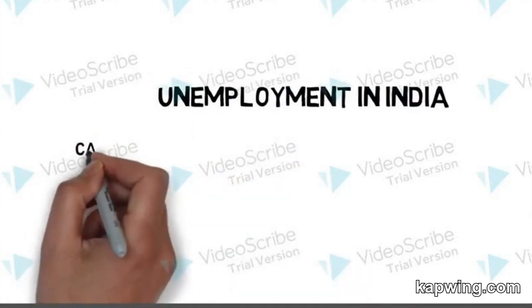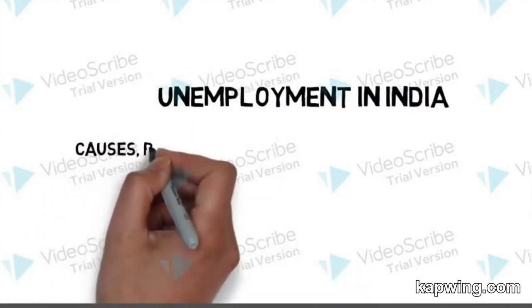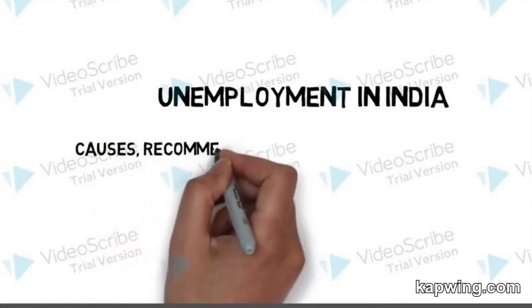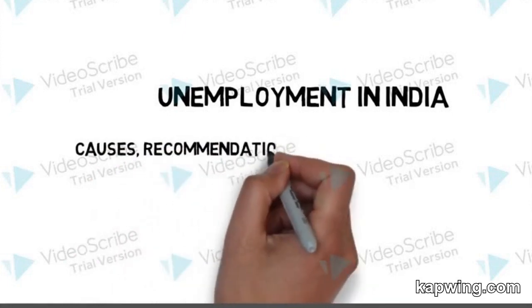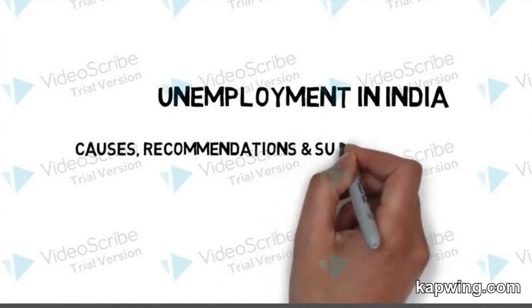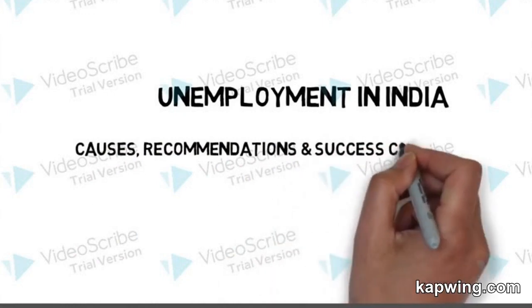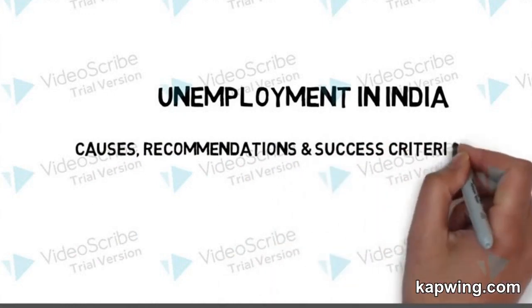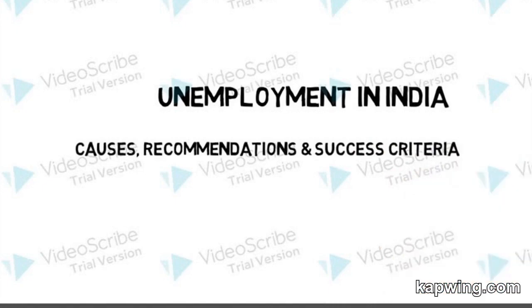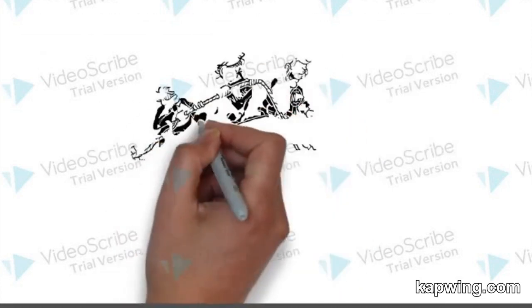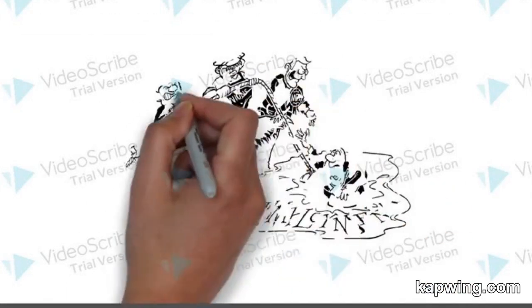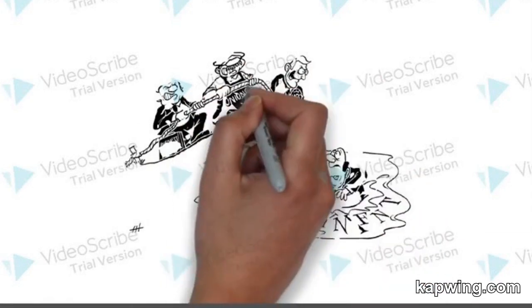Let's start off by giving you a brief outline on what we will cover in this video. Firstly, we will discuss the root causes for the high unemployment level currently prevailing in India. Then, we will explore some actions or recommendations that can be implemented to get the country out of this situation. Lastly, we will list out the criteria or benchmarks that can be used to check if our recommendations achieve the desired outcomes. So, how severe is the unemployment situation in India?